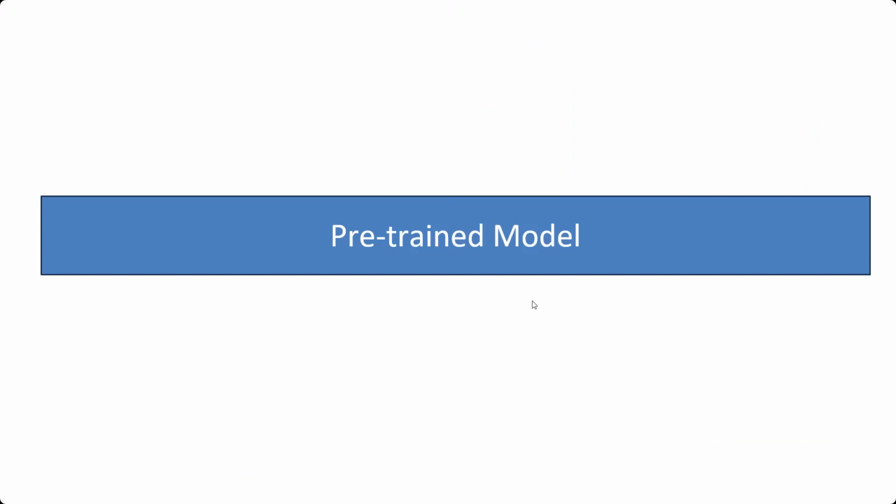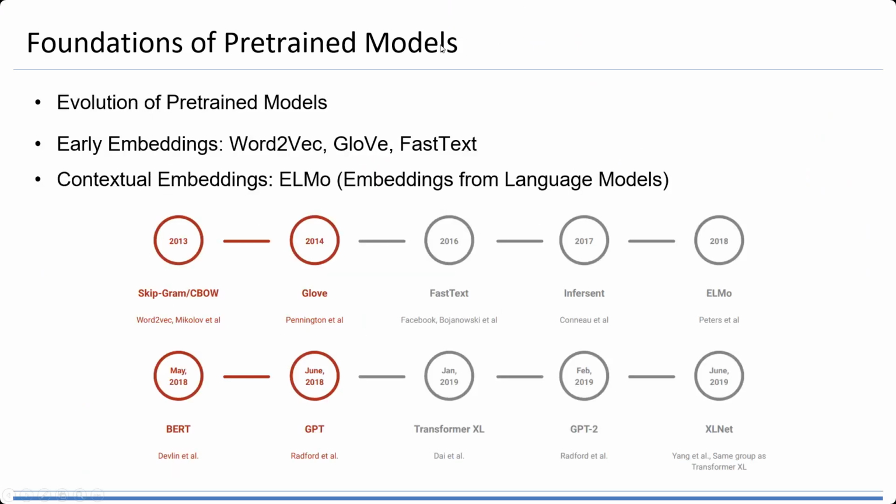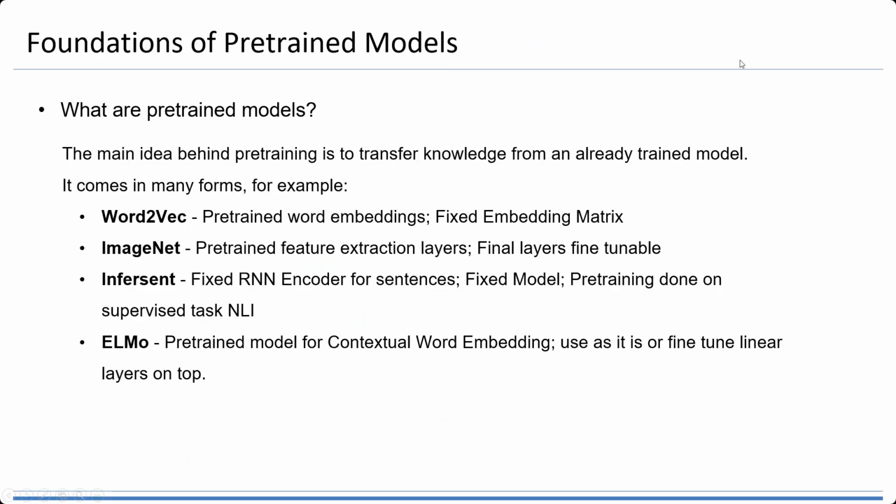So what is a pre-trained model? The word pre-trained: pre means we already did something, and trained means we already trained. So pre-trained is an already trained model.